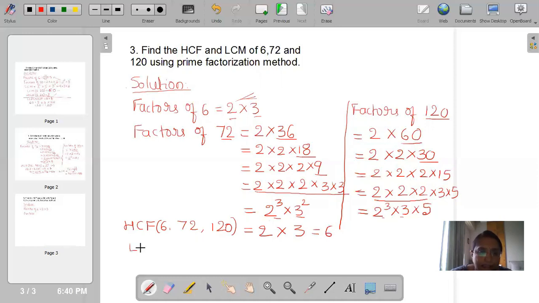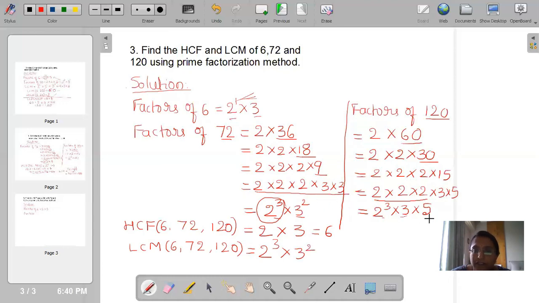Next, LCM of 6, 72, 120. Here highest powers we consider. Here 2 raised to 1, 2 raised to 3, 2 raised to 3. So 2 raised to 3 is highest. 2 raised to 3 into, here 3 raised to 1, 3 raised to 2, 3 raised to 1. So 3 raised to 2.